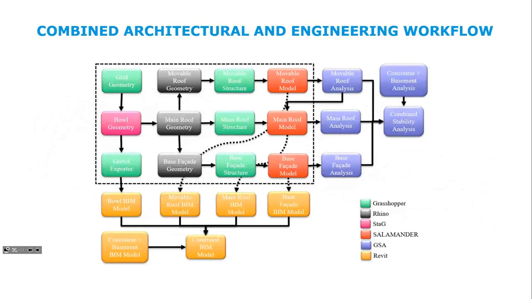So this is the overall workflow, starting from the initial architect's grid geometry and working through the structure. This looks a little bit complicated. Each one of these boxes here is essentially a separate file, but actually everything within that dotted line was all being controlled from inside Rhino. So there was a single control point from which we were putting out these various different models, both for analysis and BIM.